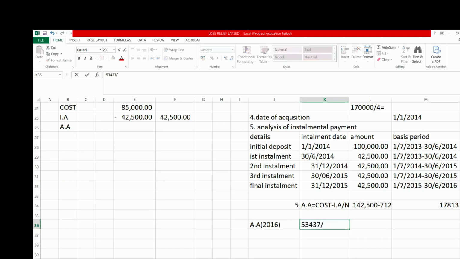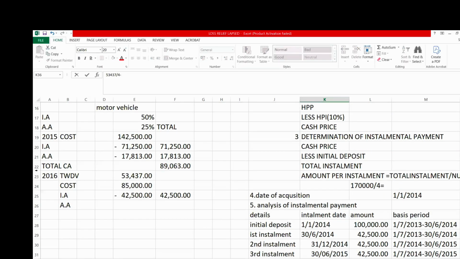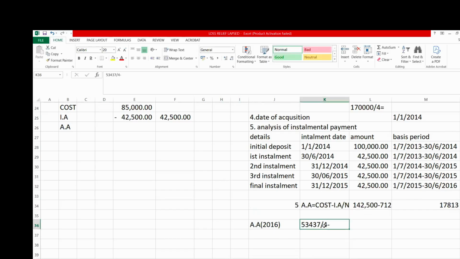53,437 divided by 4 minus n. Before 2016, how many years have we claimed capital allowance on that asset? Just one, 2015. We have only claimed it in 2015. It's only 1 year. So 4 minus 1.